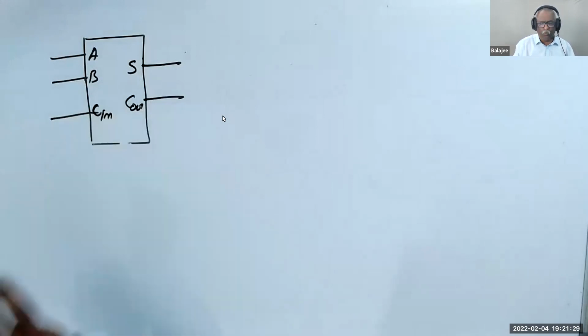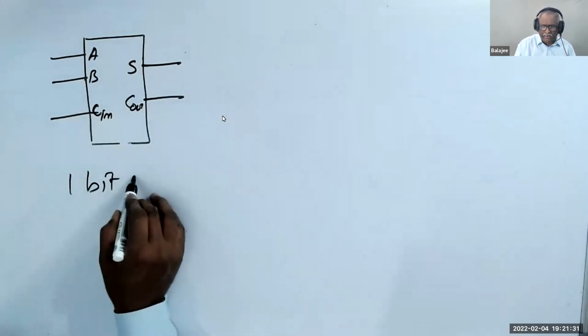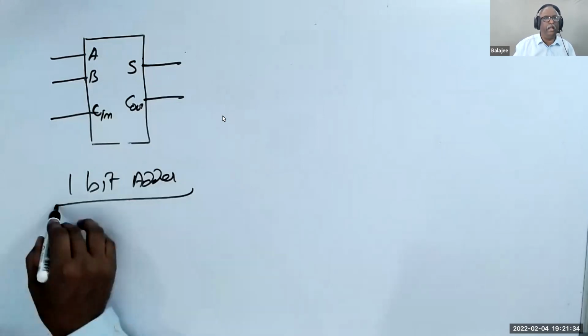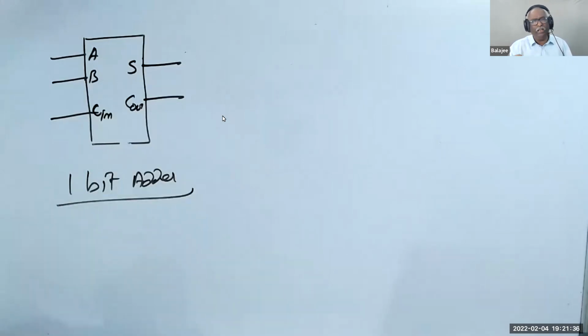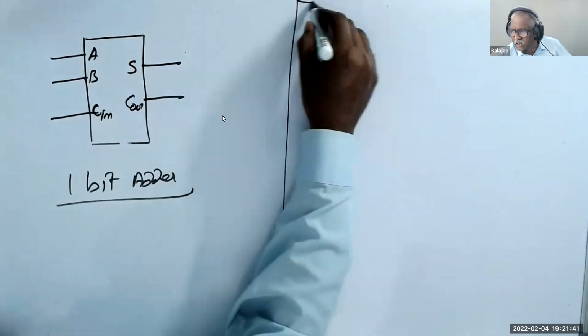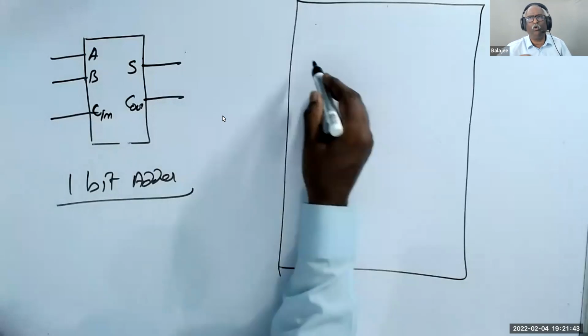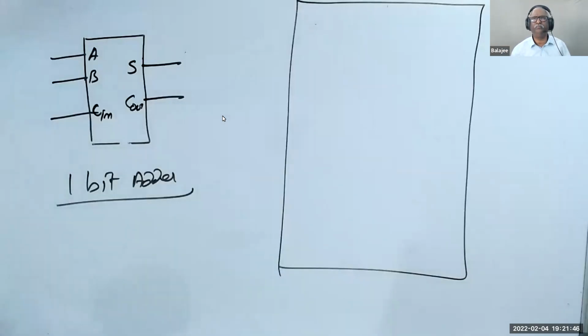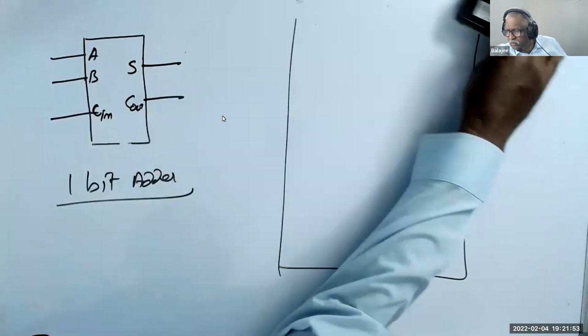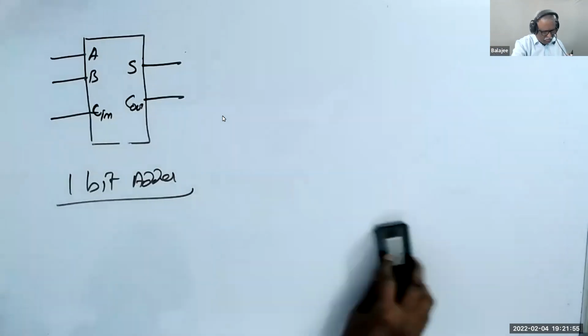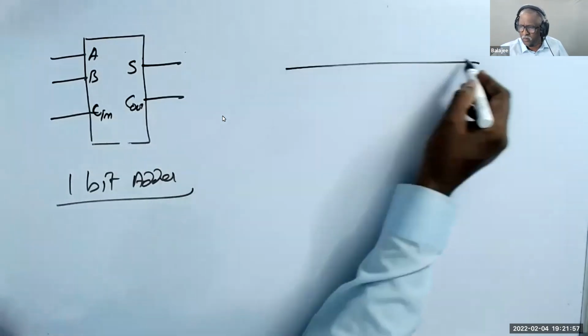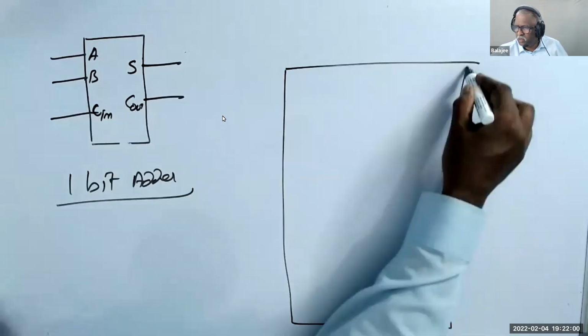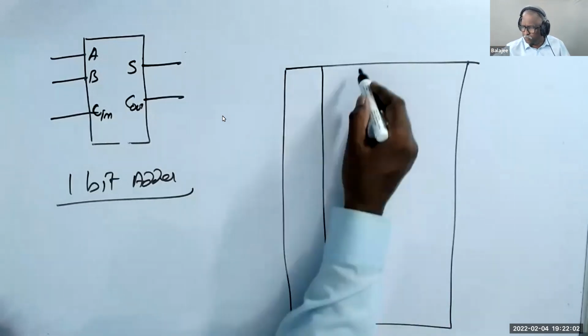This is the first application, a 1 bit adder. We are adding 1 bit now. How do I design that? That's the trick. What you have to do is draw a table immediately. That's very important. You have to draw a table. And the table has inputs.